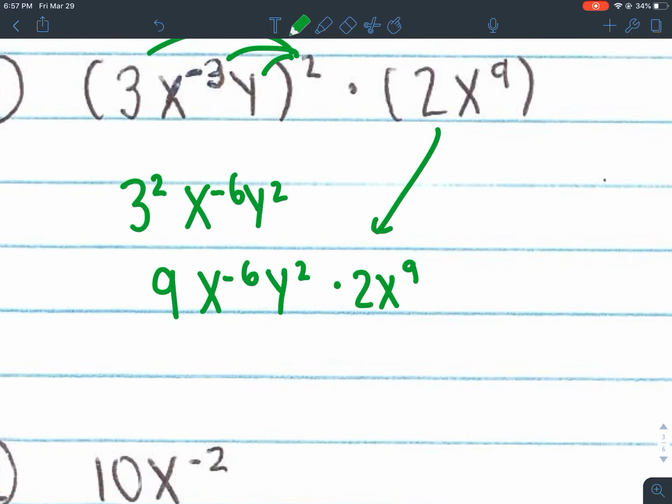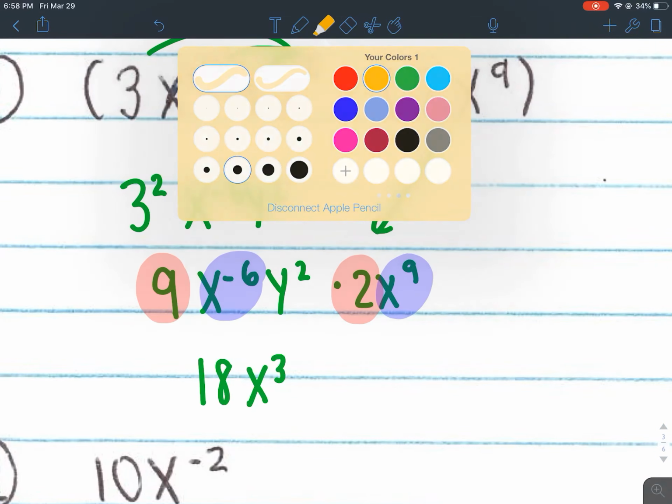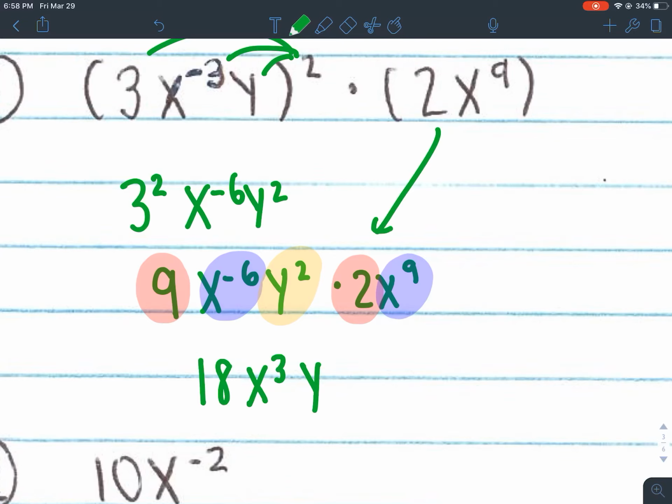Okay? So you want to simplify one thing at a time. Now I know I can do 9 times 2. That's going to give me 18. And then I also have x to the negative 6 and x to the 9th. That could be x to the positive 3 because negative 6 plus 9 is positive 3. And then the y squared is all by itself. It can't be simplified or combined with anything else, so that's just going to stay tacked on at the end.